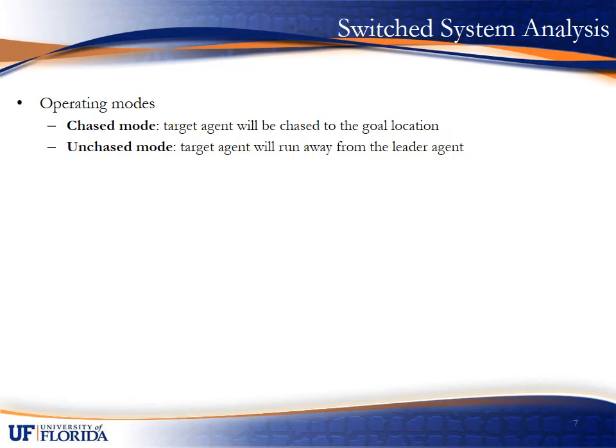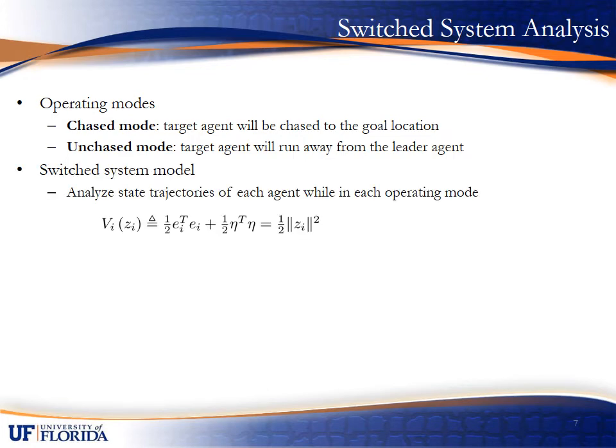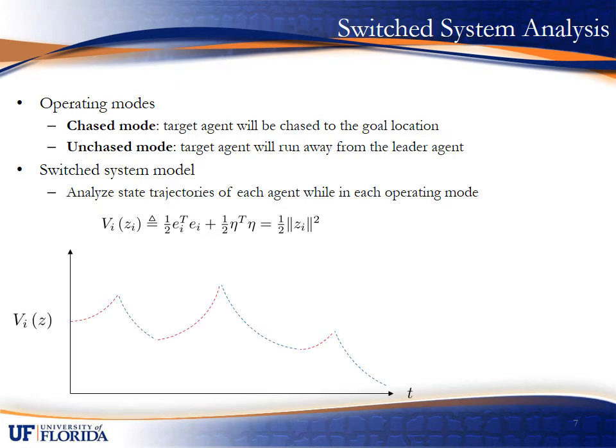So to analyze our system, we model this as a switched system, and we analyze the state trajectories of each agent while in each operating mode. From this model, we're able to extract knowledge on how our Lyapunov function evolves over time. When it is in the unchased mode, we're able to develop a bound on how the Lyapunov function will grow. And when it is in the chase mode, we're able to develop a bound on how it converges.